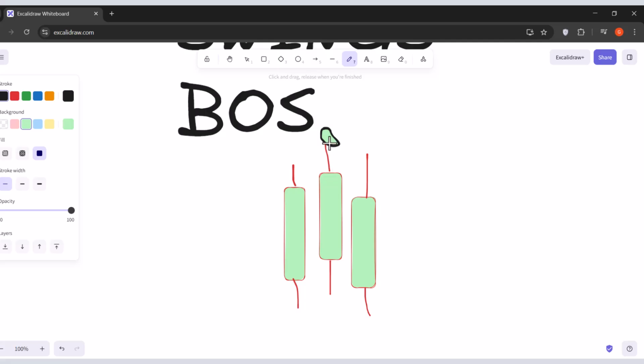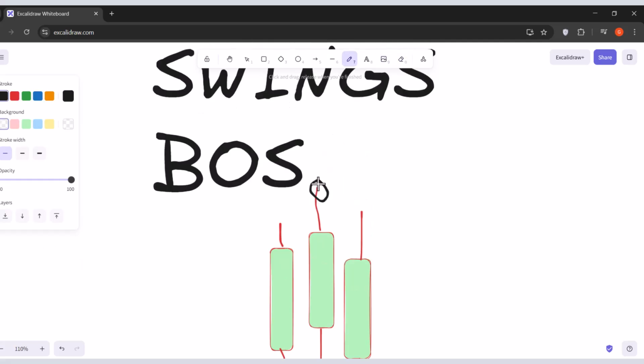So this particular wick is what we're going to refer to as a swing high. Why is it a swing high? If you look at it, it is above this level and also above this particular level. That is why we refer to it as a swing high. It's very, very simple. It's a swing high.